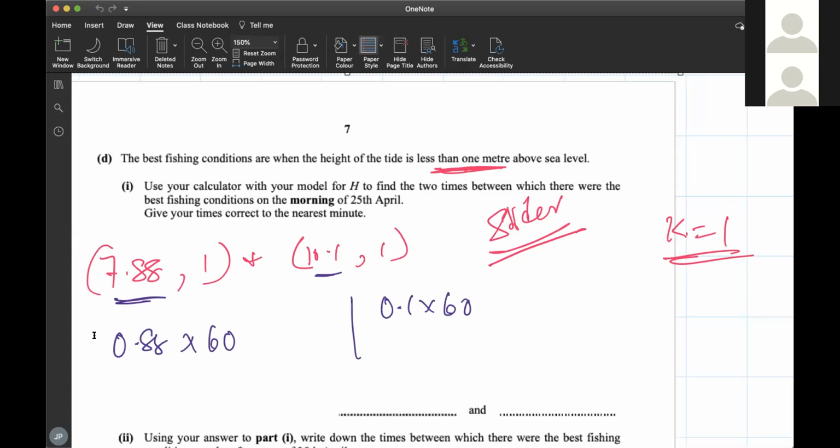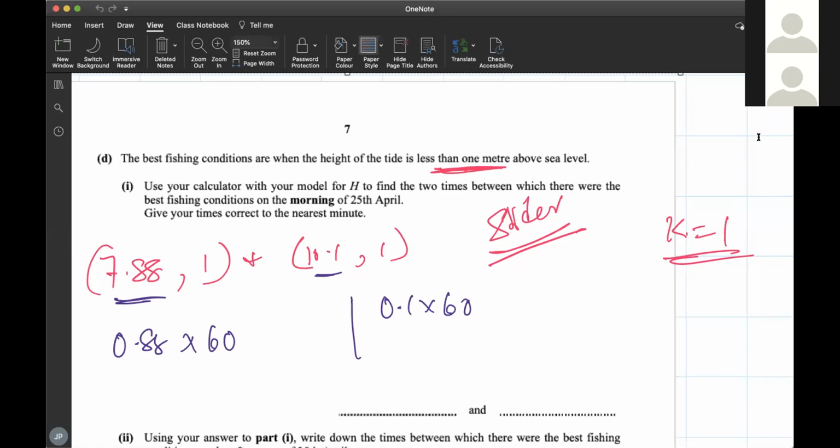So you can convert that, going back to our calculator, I'll do that quickly for you. Let me just add a calculator page. 0.88 times 60, and to the nearest minute, 53. And then 0.1 times 60 to the nearest minute is 6.